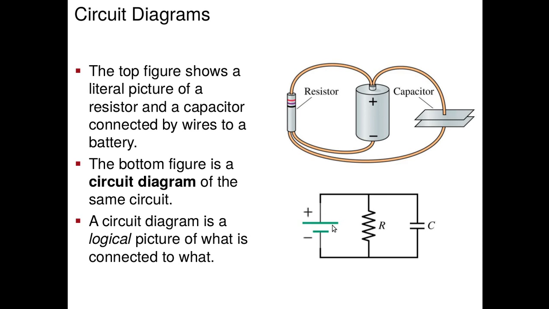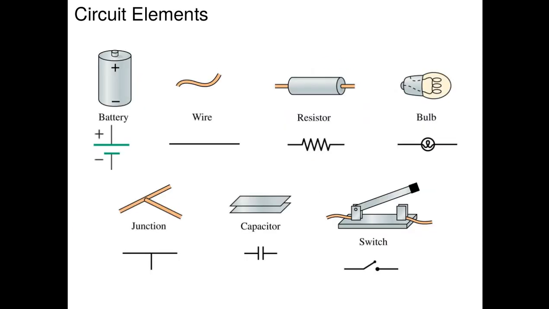So this is my symbol for a battery. Our convention is the longer straight line represents the positive end of the battery, and a resistor is kind of like a jagged line in a circuit, and a capacitor is two parallel lines equal in length to represent a set of parallel plates. So here are a couple of our circuit elements that we use in our diagrams.